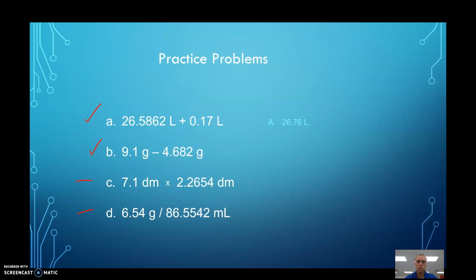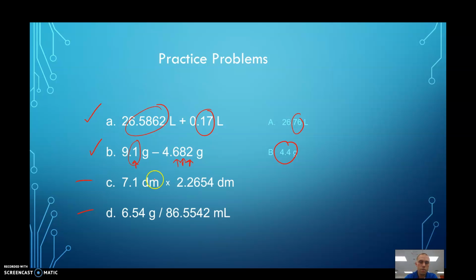Okay, here's your answers. This number right here contains 2 decimal places. This number right here contains 4. So my final answer should contain 4. Before I show you the answer for number 2, or I guess letter B, this one's got 1 decimal place. This one has 3. So my final answer should contain 1 decimal point, 1 number past the decimal.